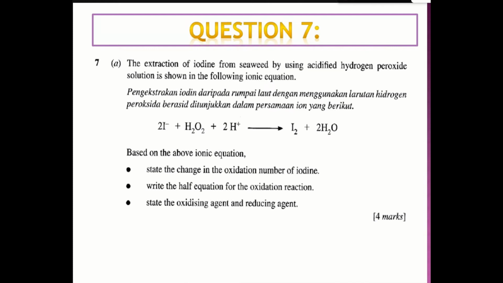Okay, the majority of students have a problem with this. How am I going to find out which one is the oxidizing agent and which one is the reducing agent, especially when they come out with halogens and the halide ions? So here I have a small trick for them, so the students can remember easily.